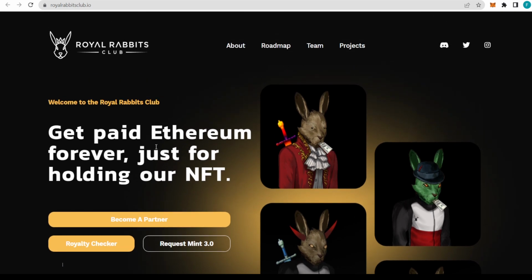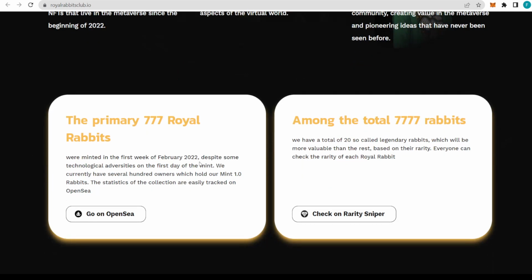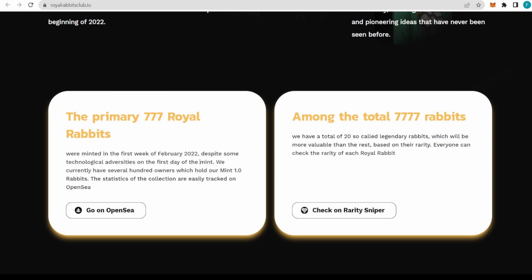But on top of that, you get paid Ethereum forever just for holding the NFT, and that $1 million giveaway is definitely something attractive. The total number of Royal Rabbits is 777, and they were minted in the first week of February 2022, despite some technological adversities on the first day of the mint. They currently have several hundred owners who hold the Mint 1.0 Rabbit, and the statistics of the collection are easily tracked on OpenSea. So let's actually check it out and see what it is about.